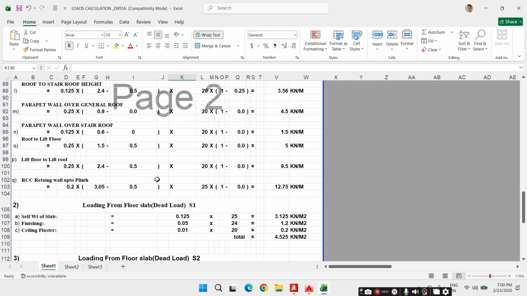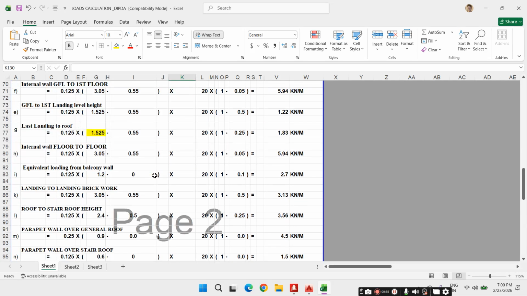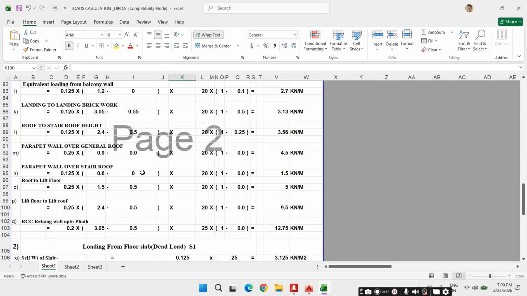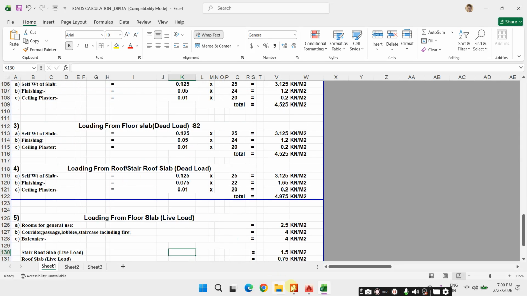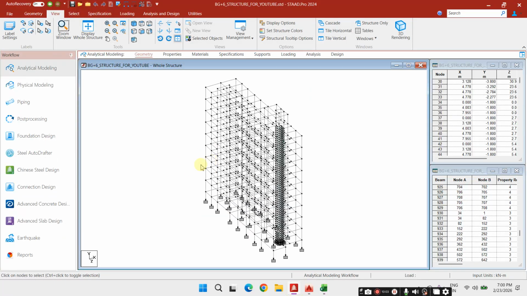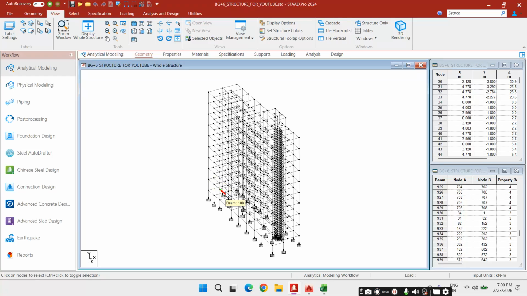So in this lecture, the load calculations are completed, and this load we will provide on that structure, floor by floor. So that we'll see in the next lecture. So thank you.